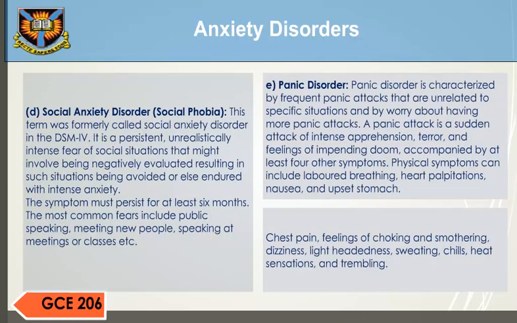D. Social anxiety disorder, social phobia. This term was formerly called social anxiety disorder in the DSM-4. It's a persistent, unrealistically intense fear of social situations that might involve being negatively evaluated, resulting in such situations being avoided or else endured with intense anxiety. The symptom must persist for at least 6 months. The most common fears include public speaking, meeting new people, speaking at meetings or classes, and so on.